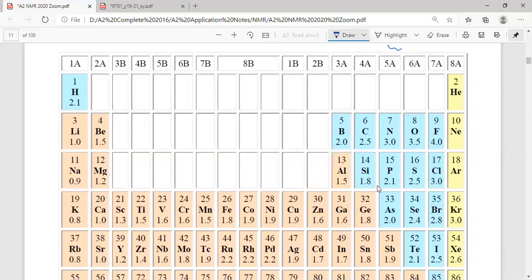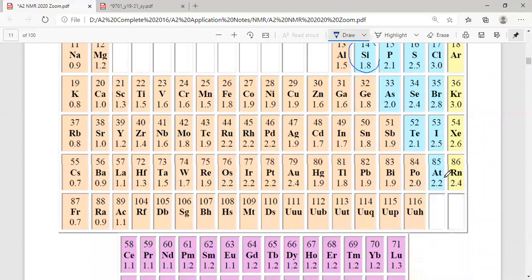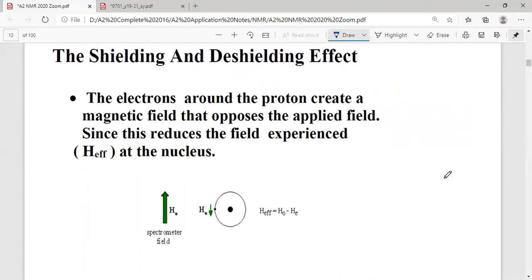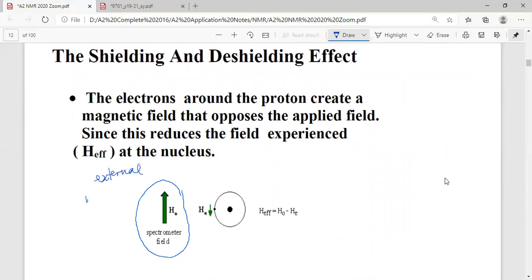Now carbon is 2.5, hydrogen is 2.1. That means carbon is more electronegative than hydrogen. Now silicon, very important. Silicon is 1.8, the lowest, less than that. So this 1.8, this 2.1, and this 2.5. Remember this. Now let's go down and see this thing called tetramethylsilane. Before that, you must understand that this is the external field, the spectrometer field. This is called the external magnetic field.